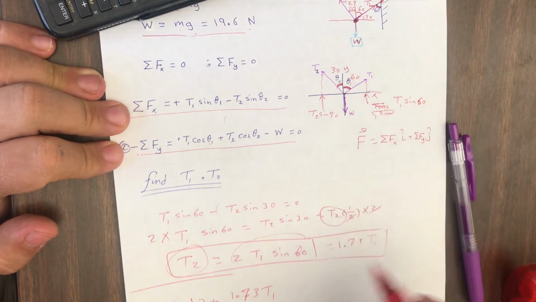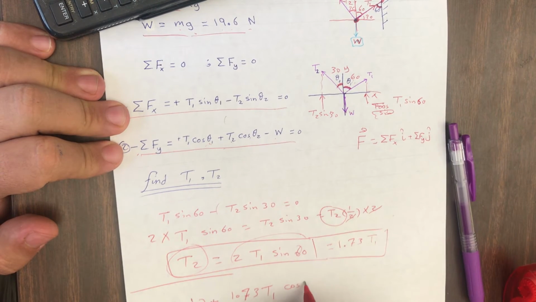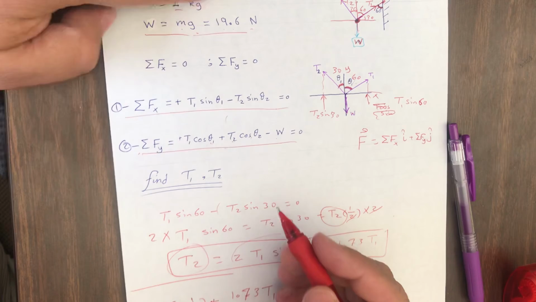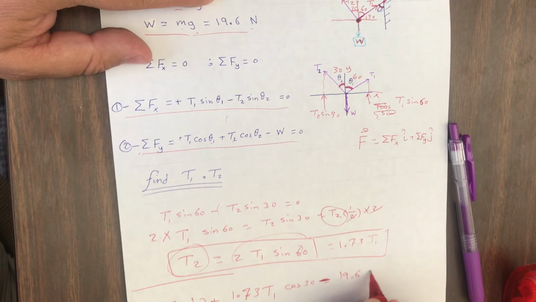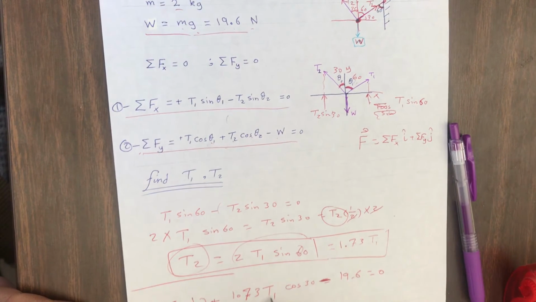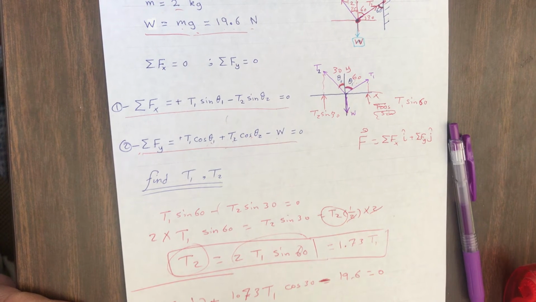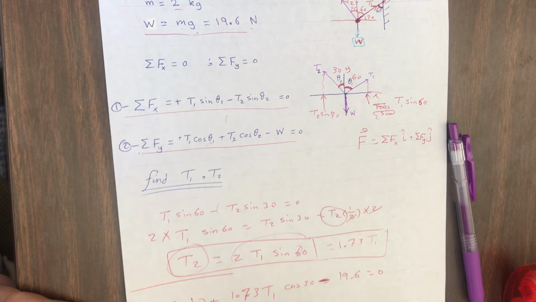cosine theta 2, cosine 30, minus the weight. The weight is 19.6, is equal to 0. I can take T1 as a common factor: T1 times 0.5, which is half, plus 1.73 cosine 30 is equal to, I can move this to the opposite side, positive 19.6.